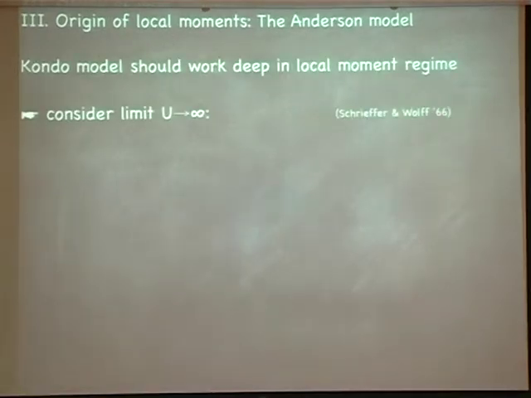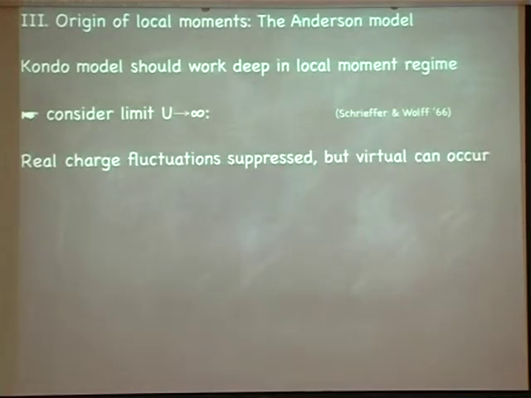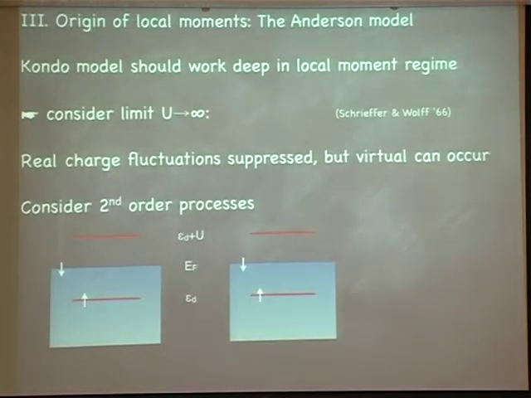The Kondo model should work deep in the local moment regime. So we want to have a rather stable local moment, and the rest of the interactions must be there for removing the entropy. So we go into the regime of large U, where we know from Anderson's analysis that we should be very much on the side where we have a stable local moment. And this has been worked out by Schrieffer and Wolff in '66. So we don't have any real charge fluctuations, but we have virtual ones, as Antoine told us. And now we consider a second order perturbation process.